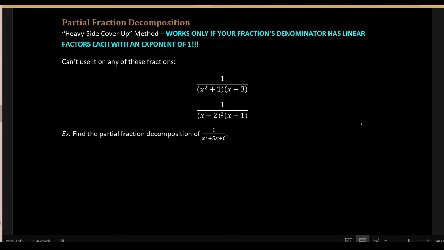This can be used only in a very specific case, which is when your fraction's denominator has linear factors that don't have any exponents that are larger than 1. So this method that I'm about to show you could not be used on a fraction which had x squared plus 1 in the denominator, because x squared plus 1 isn't linear. It also could not be used on a fraction with something like (x minus 2) to the quantity 2 in the denominator, because that exponent of 2 is too large.